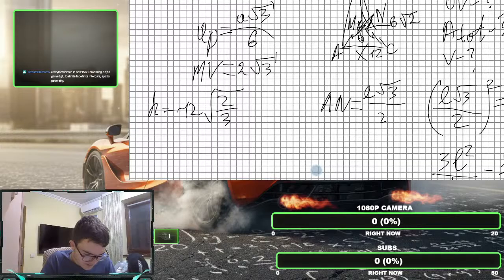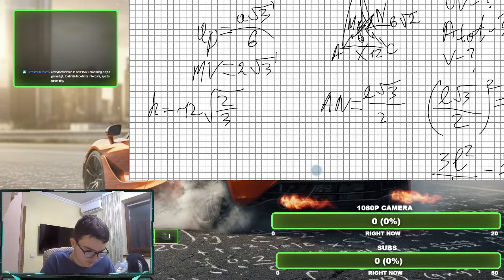Damn it. Try again. 2 divided by 3, the whole expression is under the fucking square root. Come on.